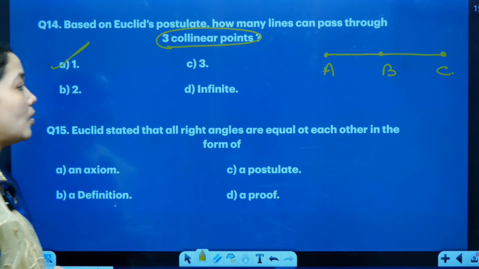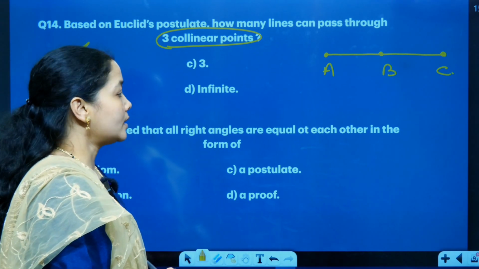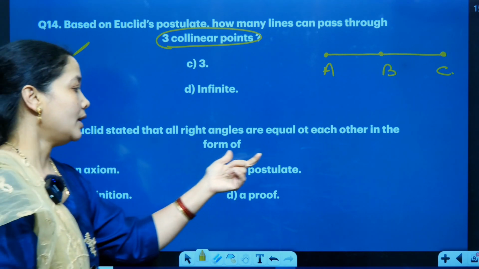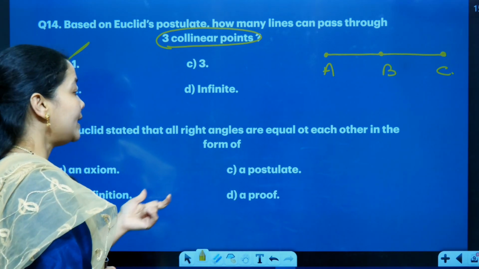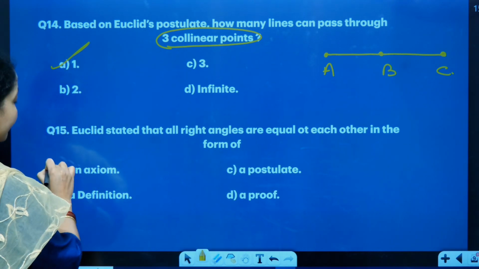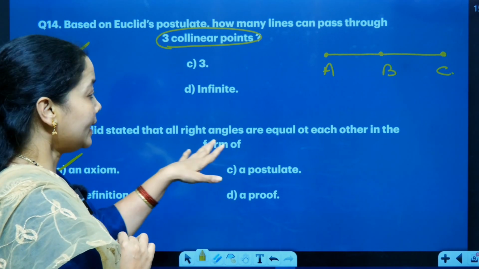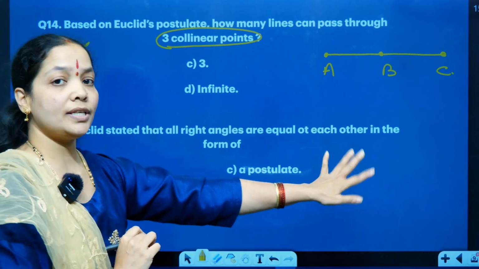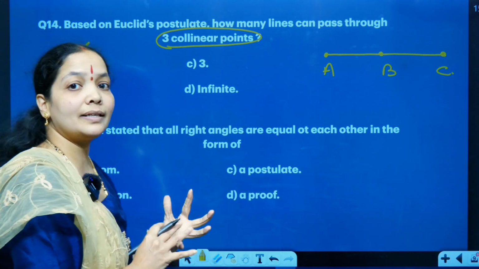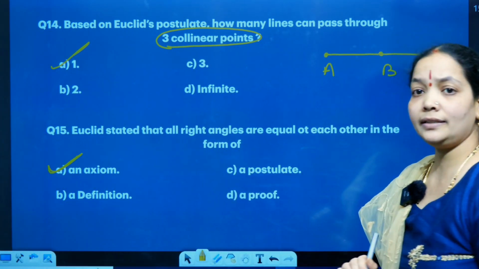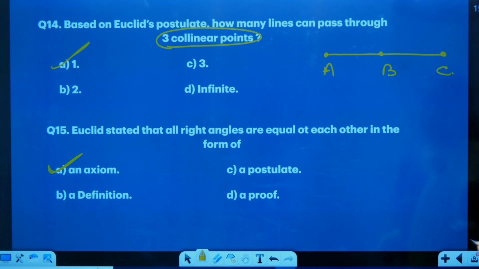Euclid stated that all right angles are equal to each other in the form of an axiom, a definition, a postulate or a proof. He stated it in the form of an axiom, so I'll go for option A. All right angles will be equal to each other if the axioms are taken under consideration. So I will go for the 15th one as option A.